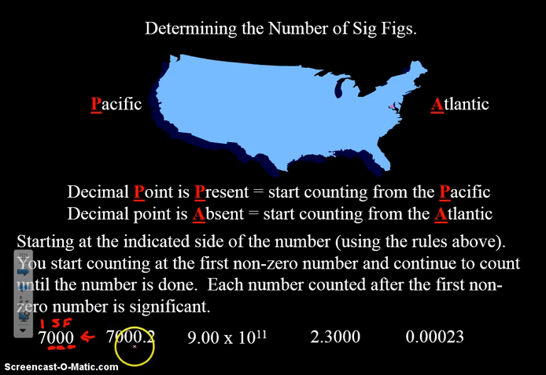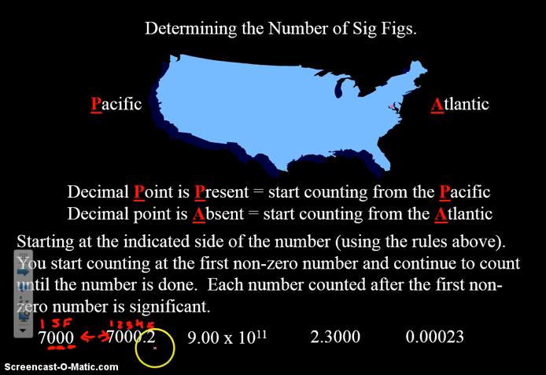Okay, let's try this number over here. Now the decimal point is present, right? So we're going to start counting from the Pacific. That means we're going to start counting this direction. That's a terrible arrow. That's all right. We're going to start counting over here. First number is a 7, which is a non-zero, right? So we're going to start counting right away. 1, 2, 3, 4, 5 sig figs. So this number has 5 sig figs.